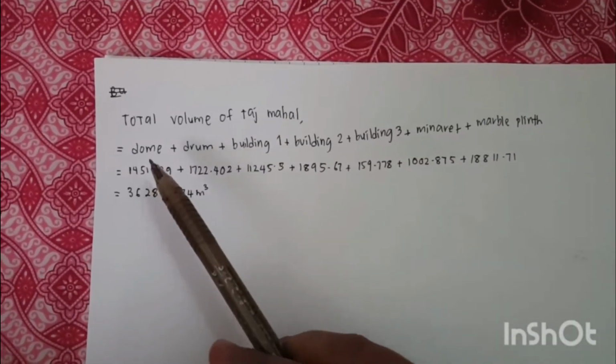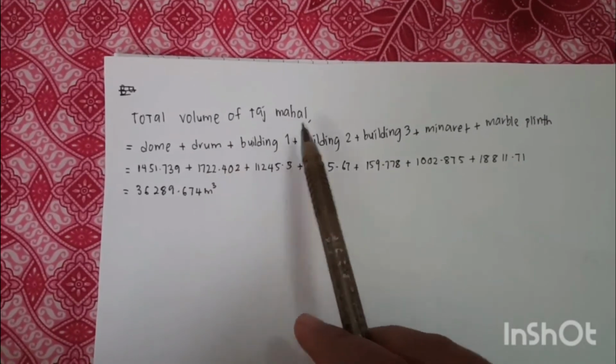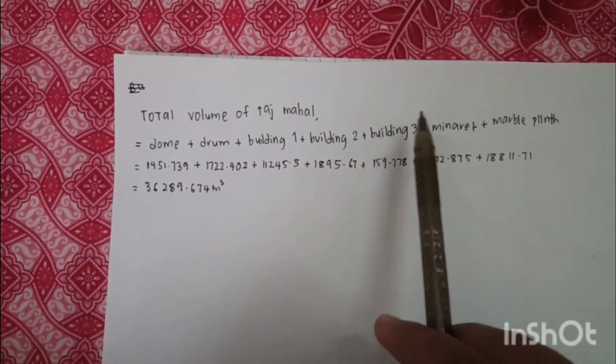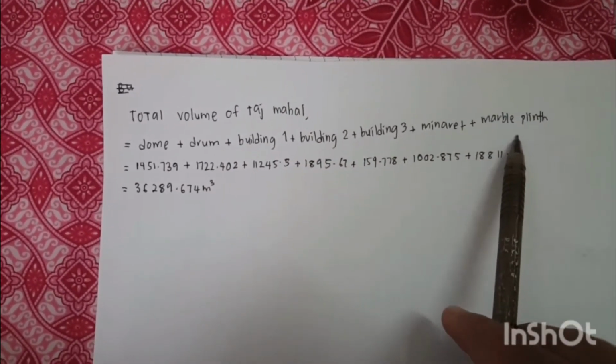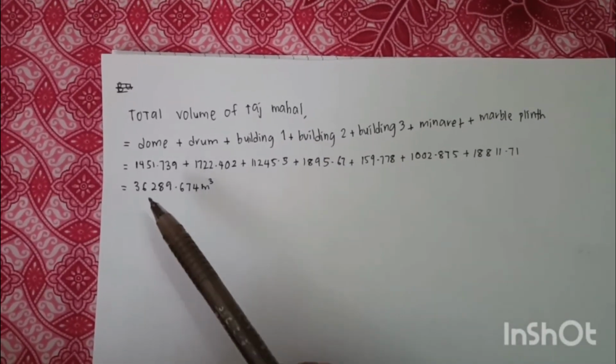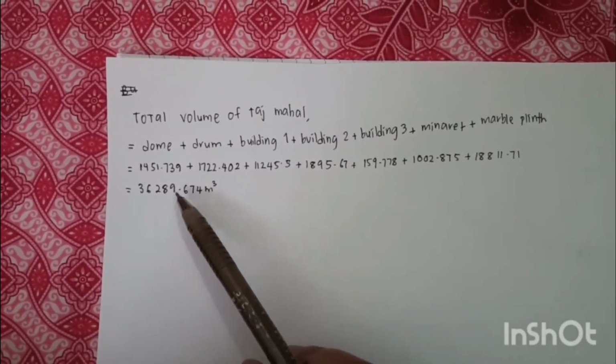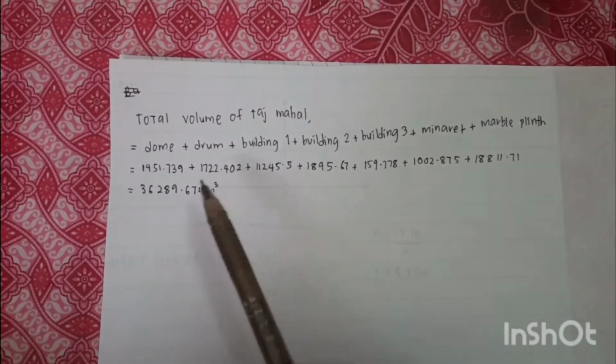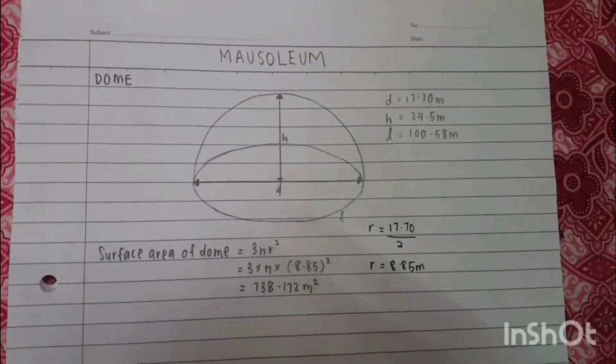So lastly is the total volume of the Taj Mahal. We just insert dome plus drum plus building 1 plus building 2 plus building 3 plus minaret and plus the marble plate. Then we got the answer 36,289.674 meter cubed.